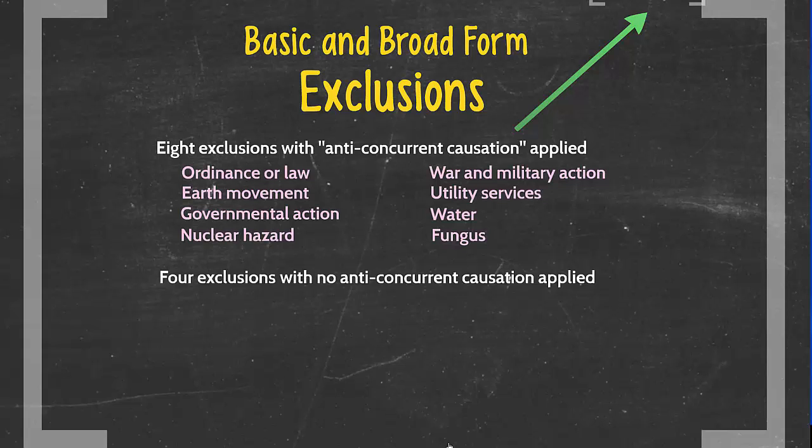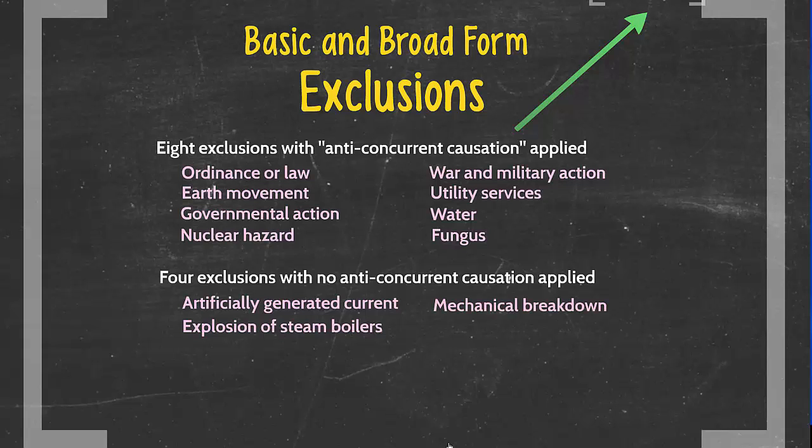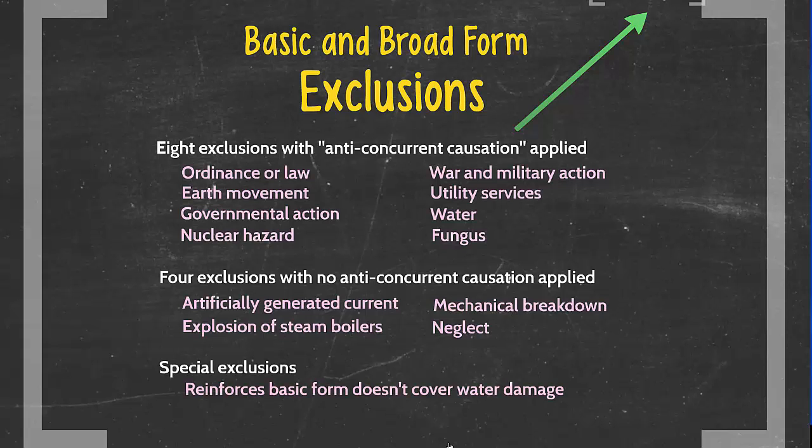Then there are 4 exclusions with no anti-concurrent causation clause applied. They are the artificially generated current, where damage to property, usually because of a power surge, causes a loss, the explosion of steam boilers, mechanical breakdown, and neglect. And then there are a couple of special exclusions.